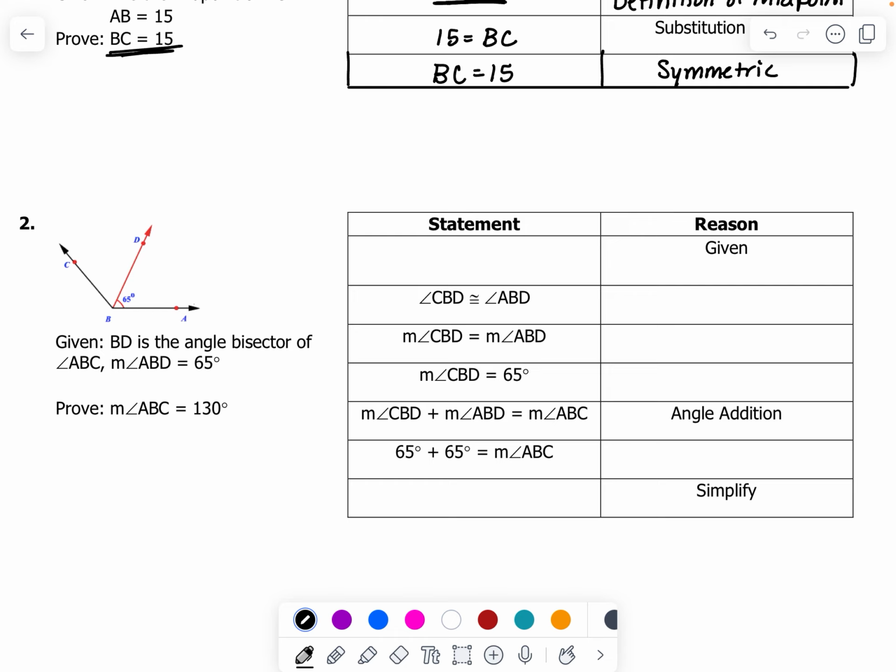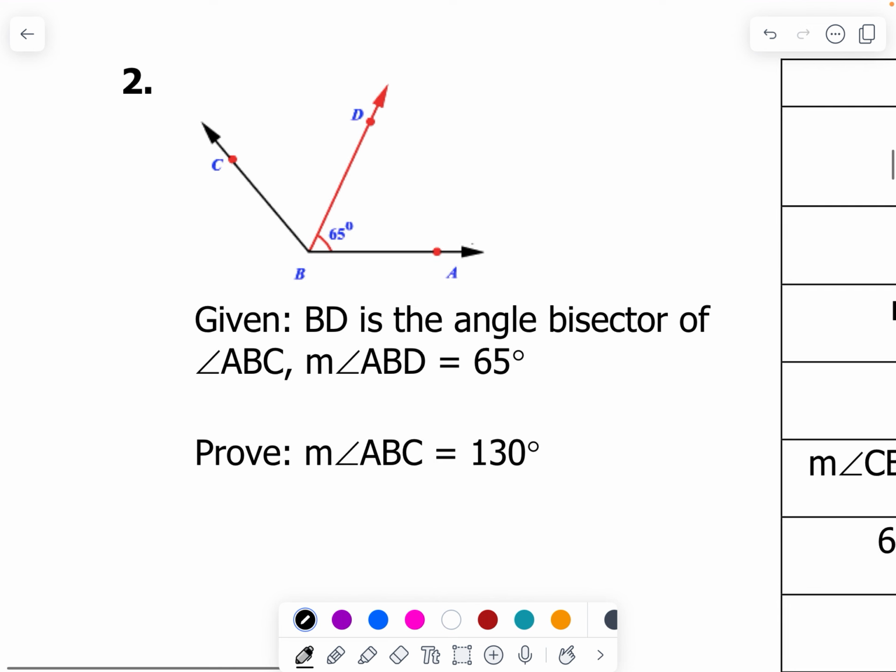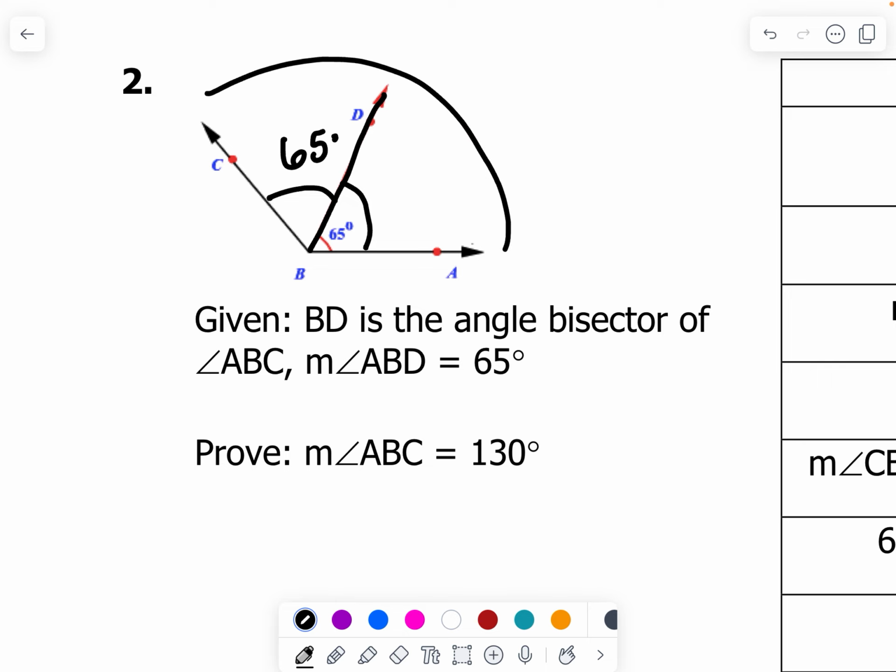All right, let's try one more. All right, given BD is the angle bisector of ABC. Okay, so BD is the angle bisector of ABC. So that means this one and this one are the same. And ABD is 65 degrees. So this one's going to be 65 also. Prove that ABC is 130. So we need to prove that the whole thing is 130 degrees.